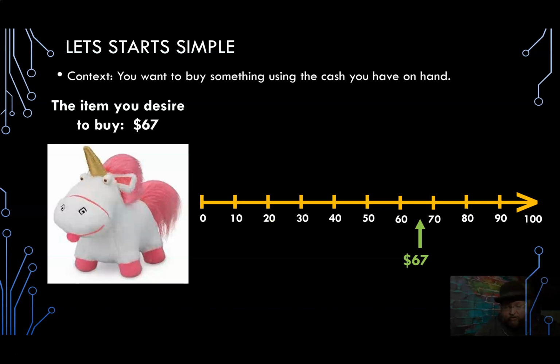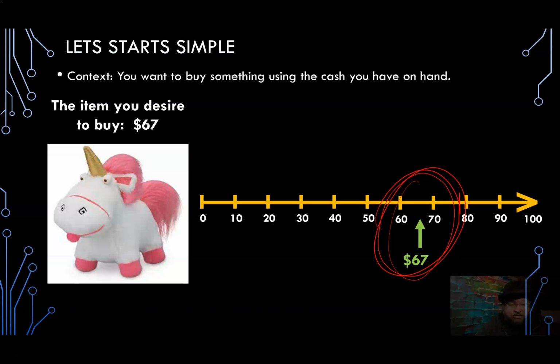So say you have an item that you desire to buy. Here, I've got a fluffy unicorn. Whatever you actually desire and find interesting, and we'll say it's $67. So we've set a beginning context. You want to buy something. We know that you're only doing it with cash and you can't go negative. You can only buy it with that cash. And you know the thing that you'd like to buy is $67. And so that's the beginning part of the context.